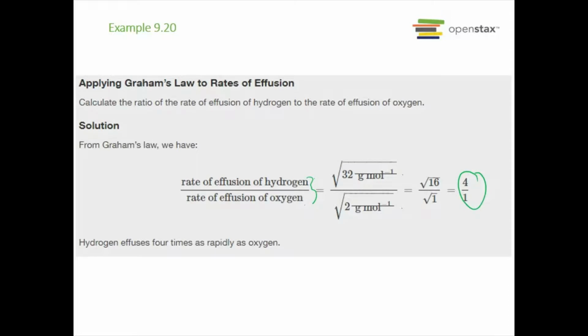Notice we're not looking at the actual rates. We're just looking at a ratio. So hydrogen goes 4 times faster than oxygen because it's that much lighter. And also notice these molar masses: oxygen, remember, is O2, and hydrogen is H2. So don't forget that part as well. If you're on an exam, remember what the formula is for each gas if you get something like a diatomic.